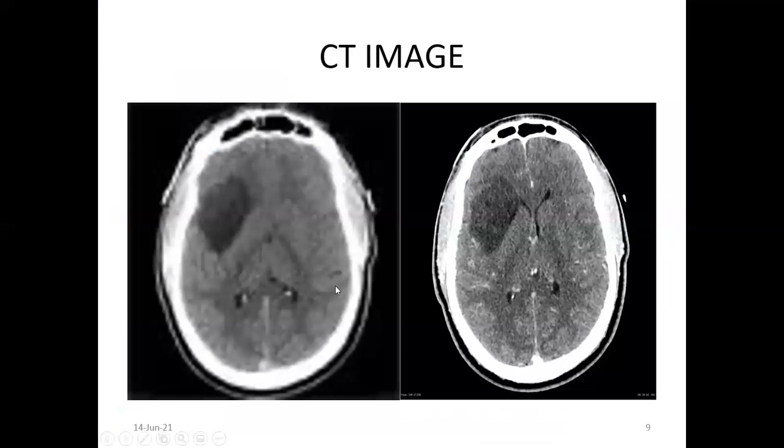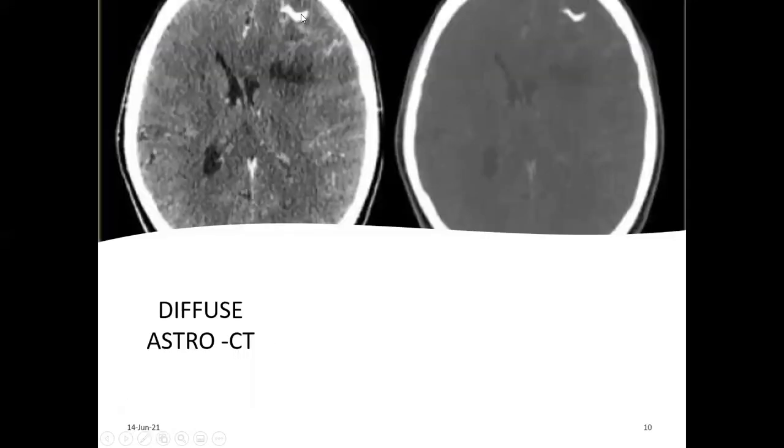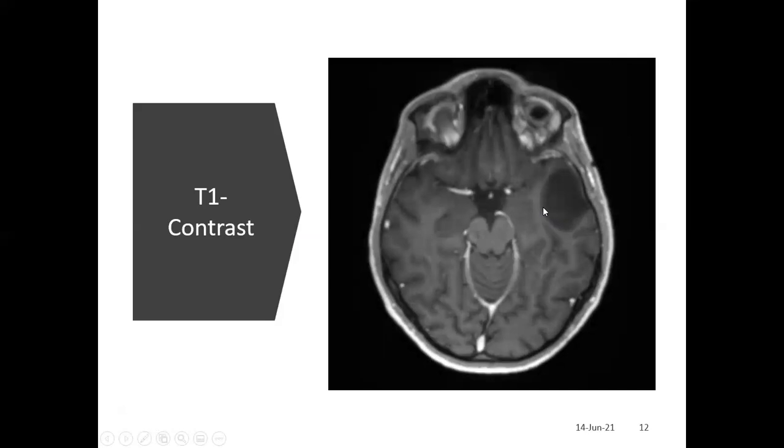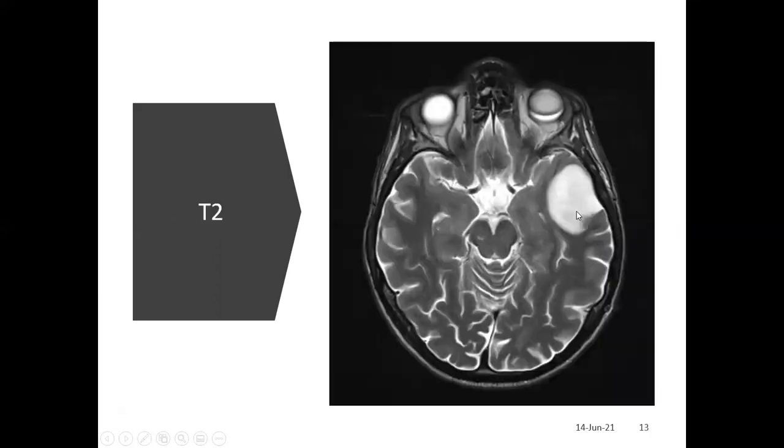If you see the CT images of WHO grade 2 tumors, they look like hypodense lesions. Sometimes you may get some calcifications, mostly in oligodendrogliomas. You can see here in the plain scan. In the T1 weighted image, it is a totally hypointense lesion. In T1 contrast, there is no enhancement. If there is some enhancement, you have a high grade tumor, but here there is no enhancement.